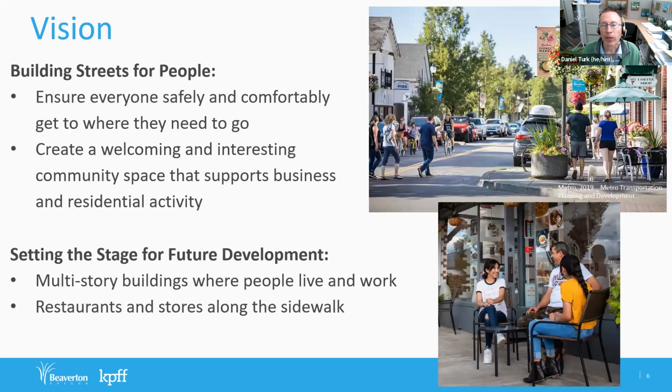Before we present the different parts or elements of the proposed new Millikan Street, let's talk about what kind of an environment we'd like that street to be. First is about building streets for people, streets that ensure everyone can safely and comfortably get to where they need to go, and also streets that create a welcoming and interesting community space that supports business and residential activity.